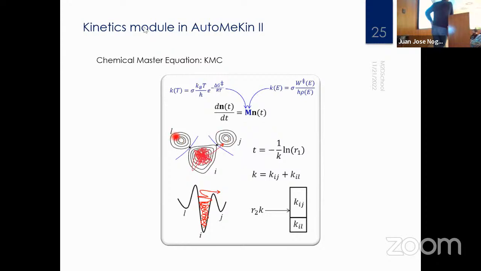we go from I to J or from I to L. Here it is more probable to go from I to J. Look at the boxes' size here, for instance, because there is a lower barrier there. So it is a very simple way to solve the kinetics.